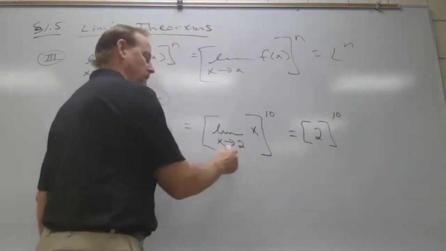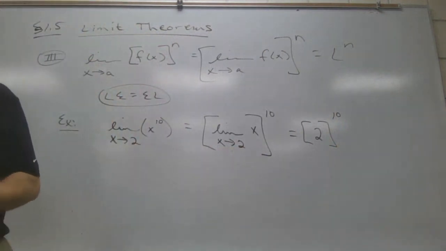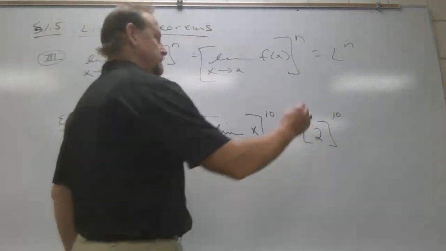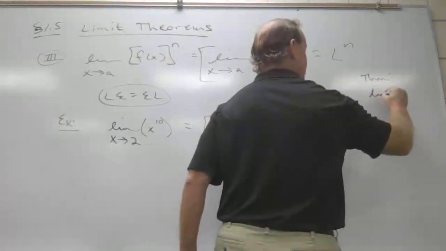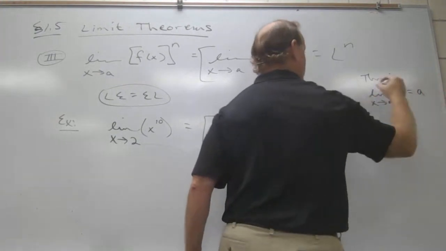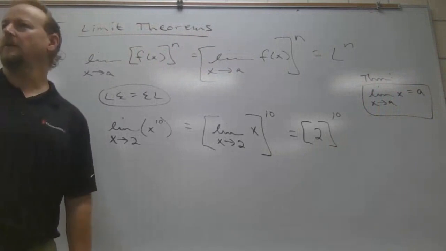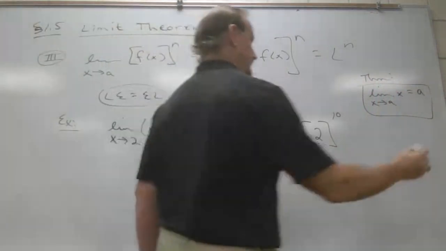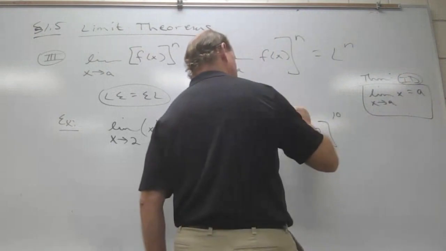And what rule was that? I almost said it. Remember that? We had another theorem that said the limit as x approaches a of x exists and equals a. Remember what that was called? Identity. Okay, that was the identity. ID, we called it ID. So here's how we do it.